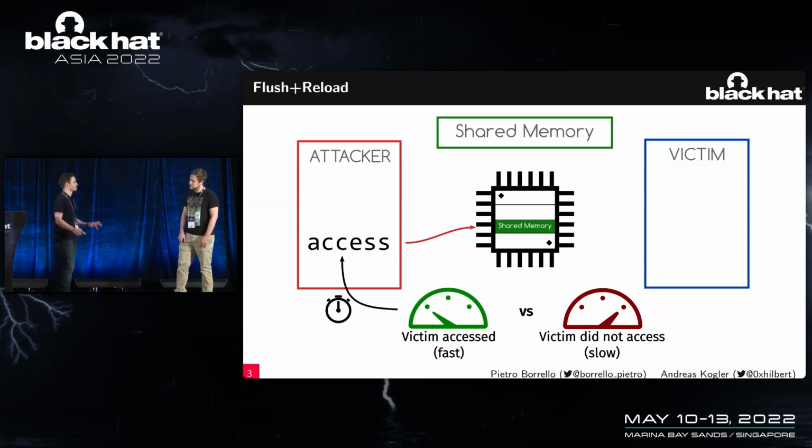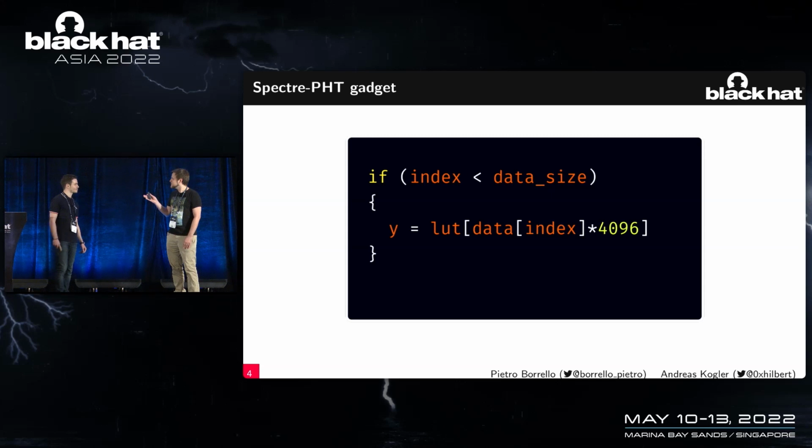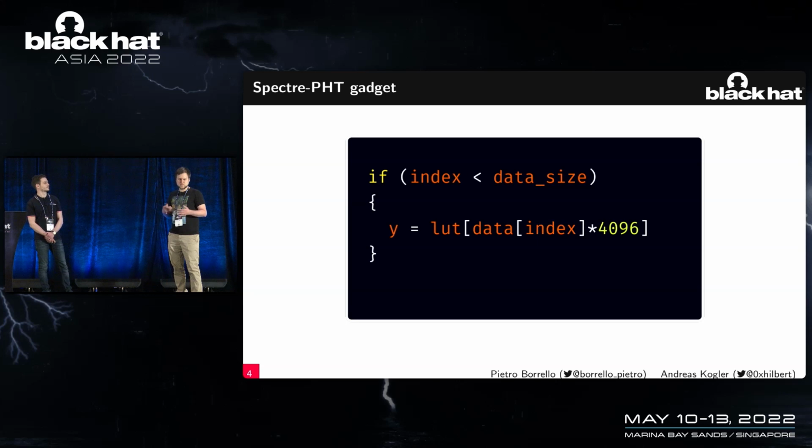Okay, I see you. You want Specter. Yes, show me Specter. This is Specter. Okay, so let me look at that. We see here a branch with, I assume, an out-of-bounds access, and we have some index which goes into a data array, which we then transform in some sort of lookup table.